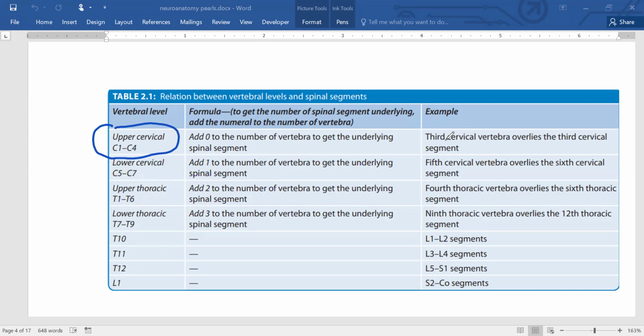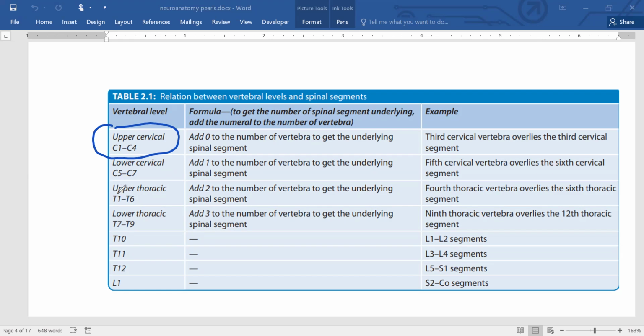Now in the lower cervical part, that is C5 to C7, you have to add 1. So the fifth cervical vertebra overlies the sixth cervical segment. You have to add 1 to know which segment is lying in front of this vertebra, at the level of this vertebra.